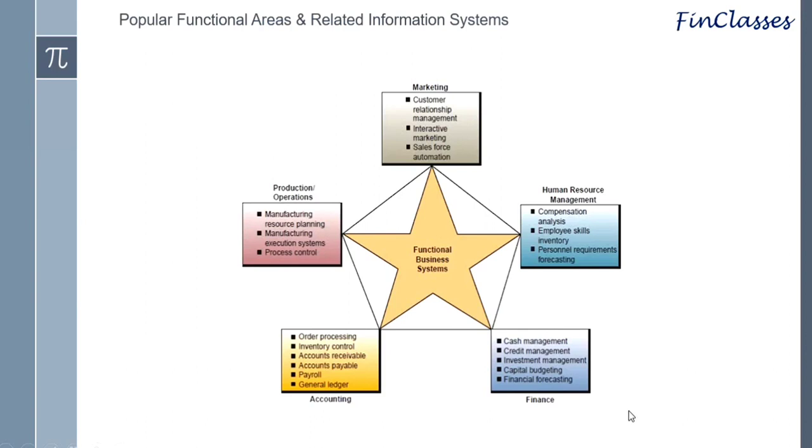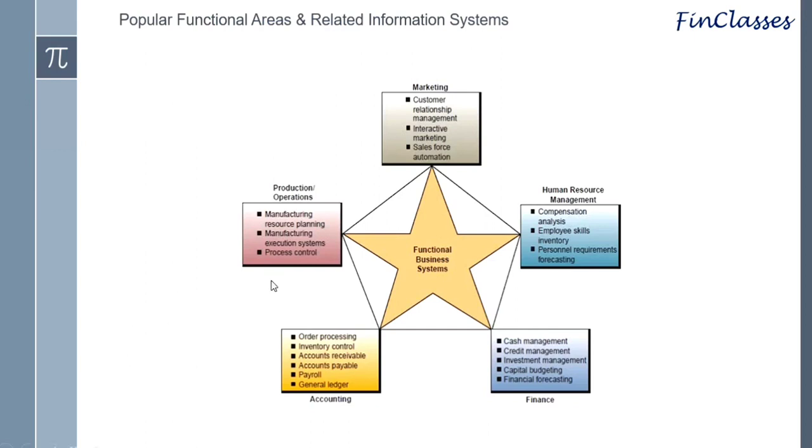And coming to finance, it talks about cash management, credit management systems, investment management and capital budgeting. You have studied capital budgeting, and financial forecasting, like forecasting the financial needs of the coming 6 months, 2 years, 5 years. Coming to the accounting function: order processing, inventory control, accounts receivable, accounts payable, payroll and general ledger. These things come under this one. And coming to production operations, it may be ITES or manufacturing companies: manufacturing resource planning, manufacturing execution systems and process control all come under this.